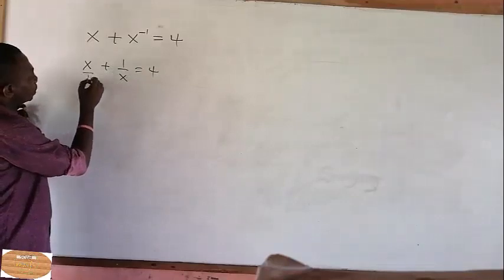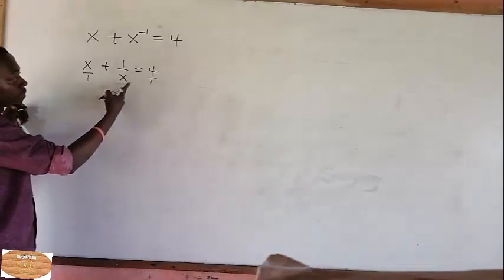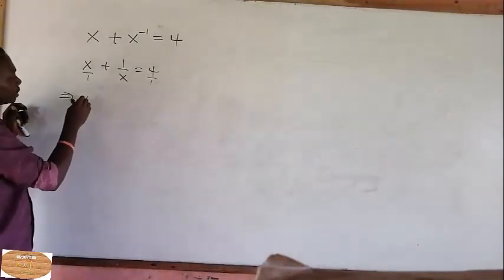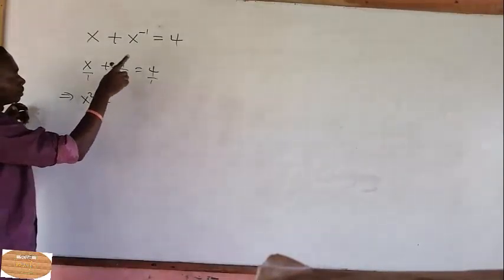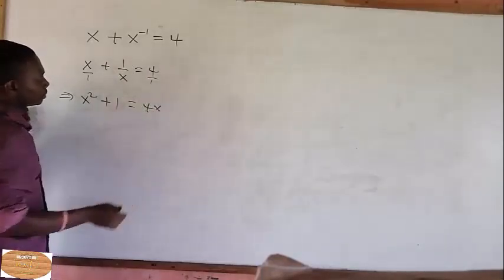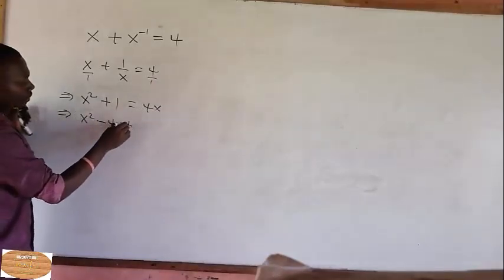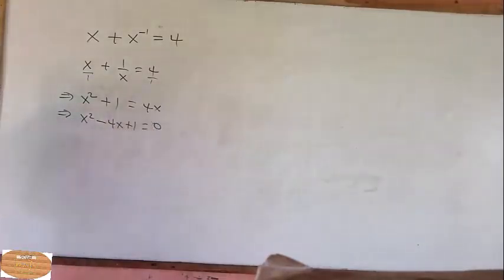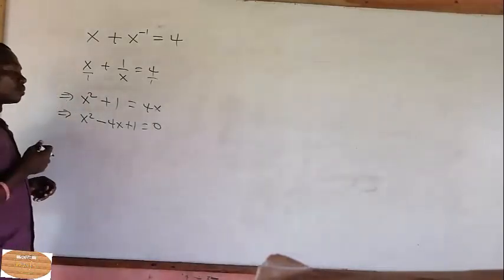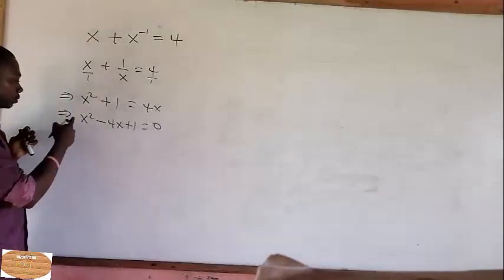So I can make this 1 over 1 and this 1 over 1. The LCM now is x, so I can multiply through by the LCM. On this side, x times x, I'll get x squared plus, times x it will cancel, we are left with 1, equals 4 times x, I'll get 4x. So I have x squared minus 4x plus 1 is equal to 0. Let me use the completing the square method to solve this one. To complete the square, we have to make sure the coefficient of x squared is 1. We have 1 there already.